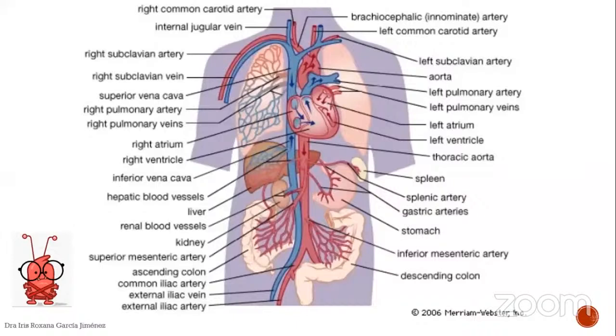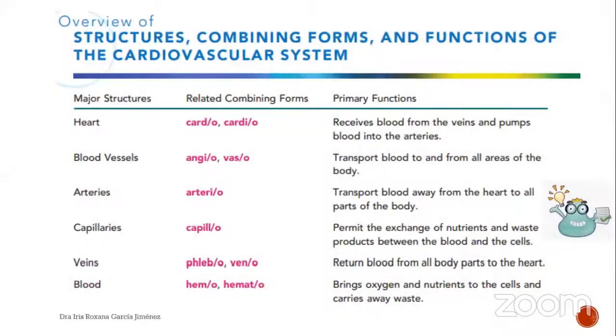Again, just veins and arteries in this case, the most important for making a contrasting picture from the previous one. About the overview of structures combining forms, we have some major structures: the heart, cardi/o and cardio, blood vessels, angi/o or vas/o, arteries, arteri/o, capillaries, capill/o, veins, phleb/o or ven/o, and blood, hem/o or hemat/o.